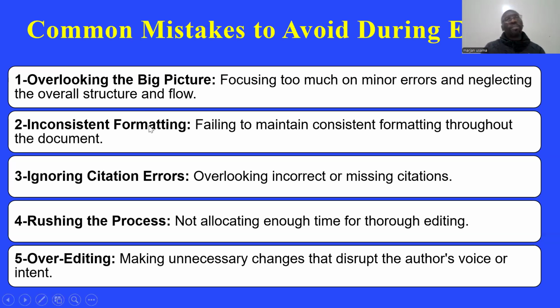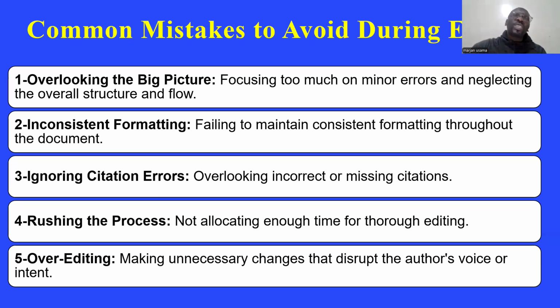Then inconsistent formatting. This is what I was saying: failing to maintain consistent formatting throughout the document. This is a mistake that many students make. So please ensure that from the first page to your last page, there is uniformity. Then number three, ignoring citation errors, overlooking incorrect or missing citations. Some students have a lot of citation errors in their research.